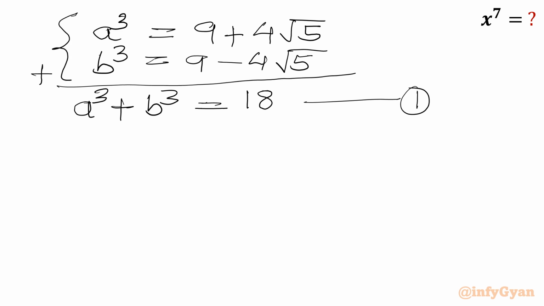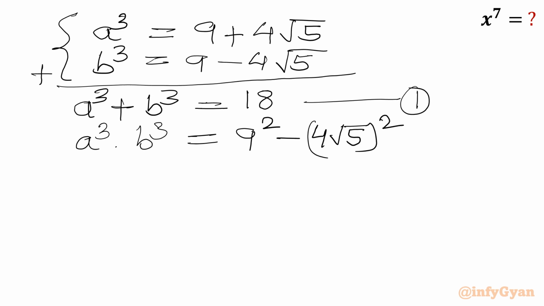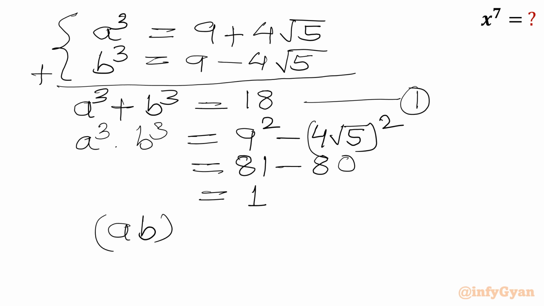Let's multiply both also. So a cube times b cube will be equal to (9 plus 4 root 5) times (9 minus 4 root 5). So we can use the difference of two squares identity. So 9 square minus (4 root 5) whole square, which will be equal to 81 minus 80. So this difference is coming out 1. Or we can write (ab) whole cube equal to 1, or we can write 1 cube also. So for real ab value, once we take the cube root on both sides, we will get ab equal to 1.